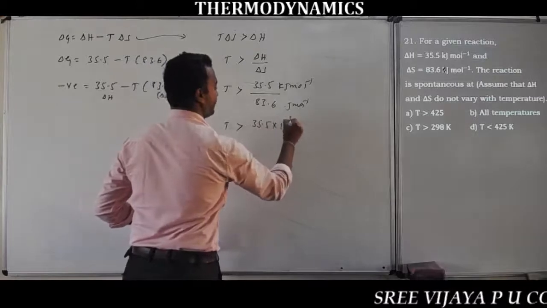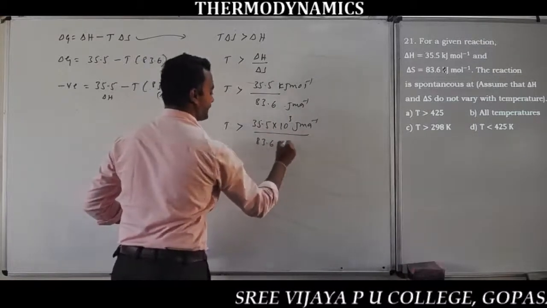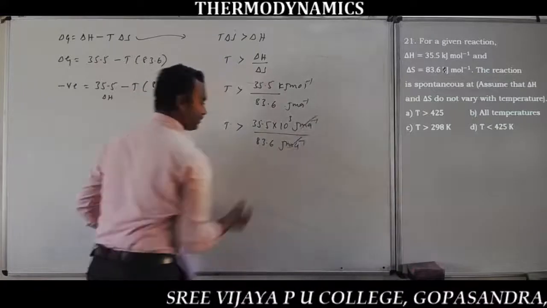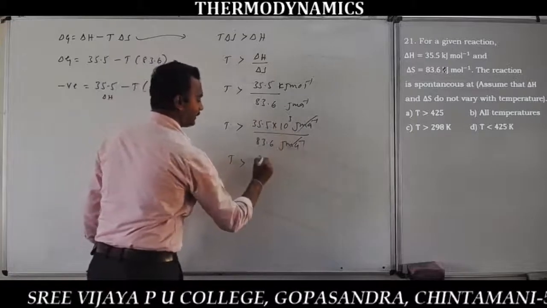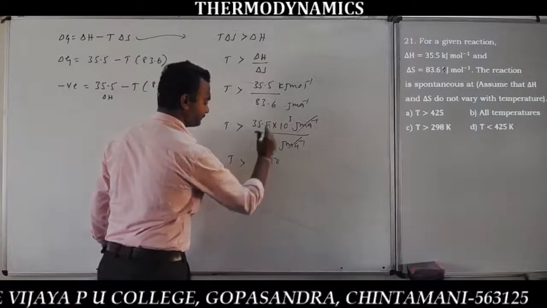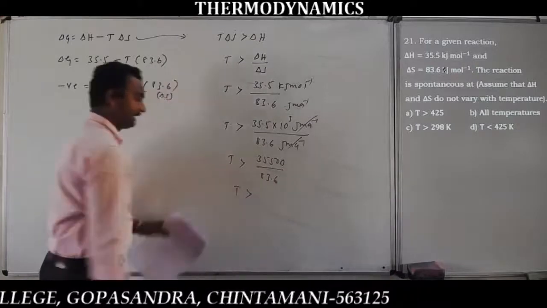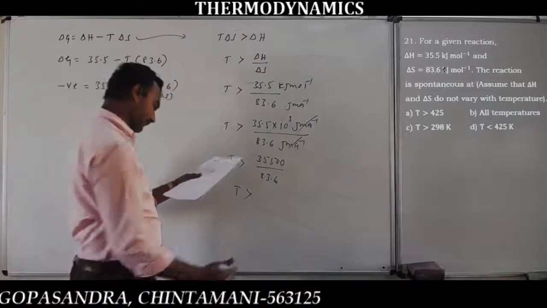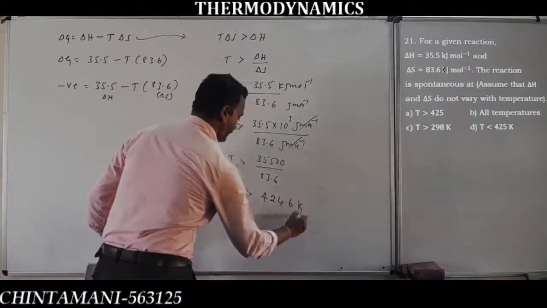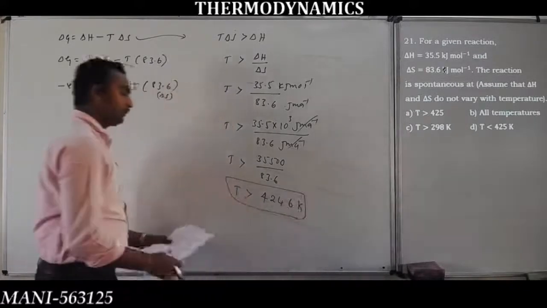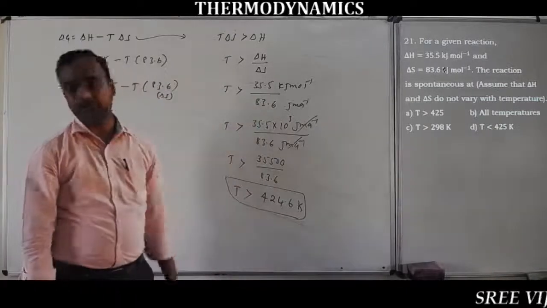So T is greater than 35.5 into 10 power 3 joule per mole divided by 83.6 joule per mole. The joule per mole gets cancelled. So we calculate 35500 divided by 83.6. Therefore T is greater than 424.6 Kelvin. So the temperature must be greater than 424.6 Kelvin, and under this condition the reaction becomes spontaneous.